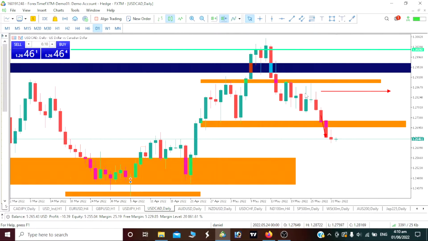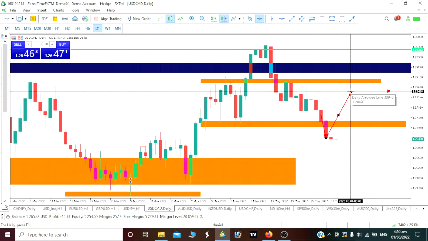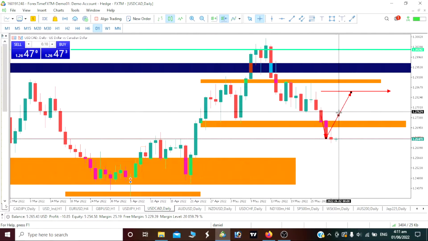Now a quick analysis on our USD CAD. We can see our prediction is that our USD has actually fallen. What I was probably thinking is that our USD should actually be pushing up yesterday to hit our area here, which is about 1.284, but unfortunately we did not. We actually still go bearish.